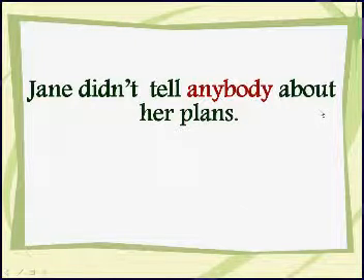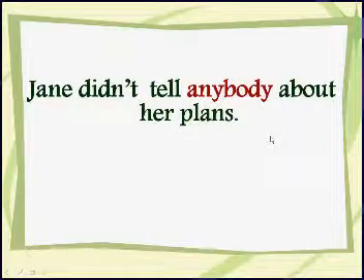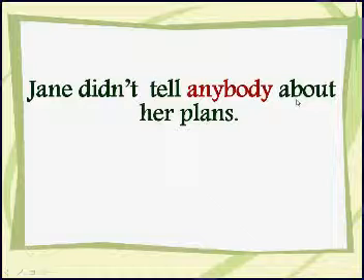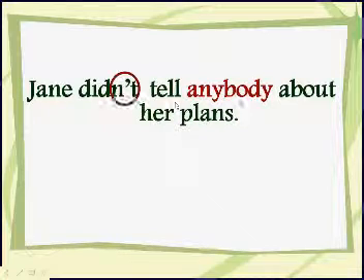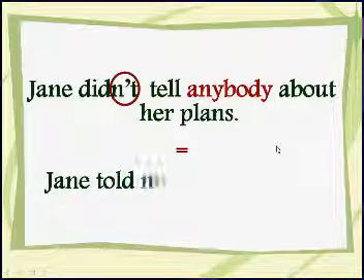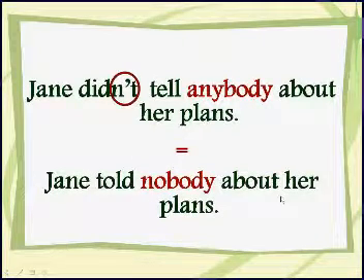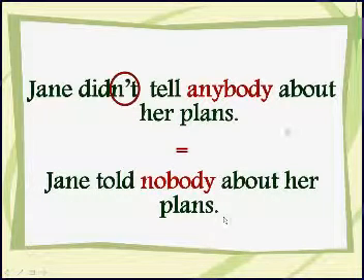Jane didn't tell anybody about her plans. So here we have not, and we have anybody, not anybody. And it has the same meaning as Jane told nobody about her plans.